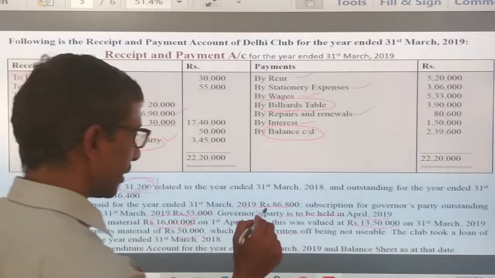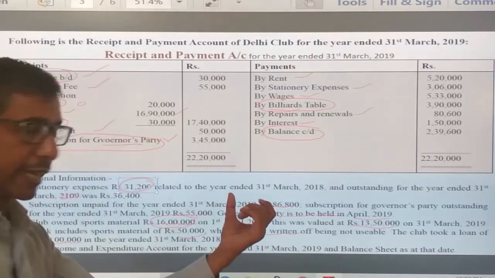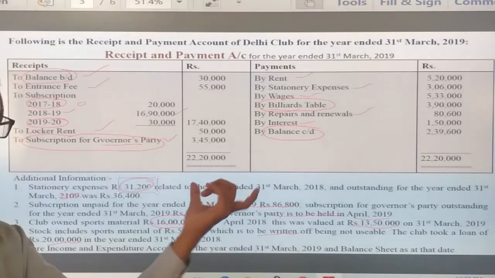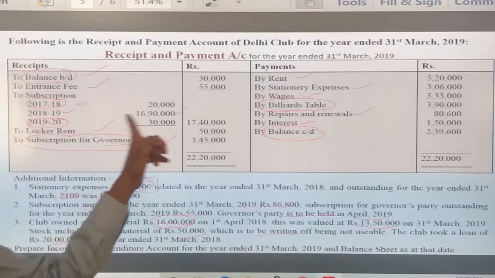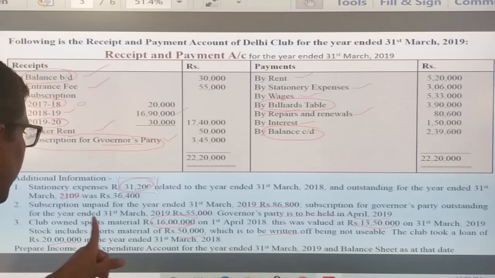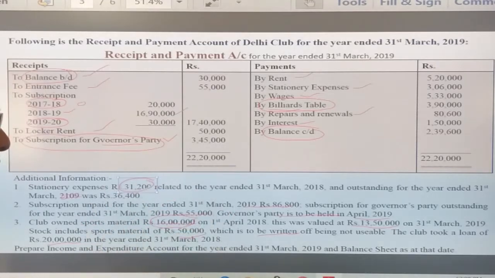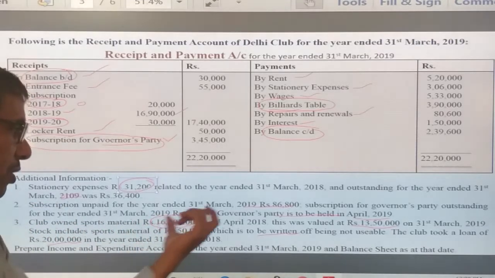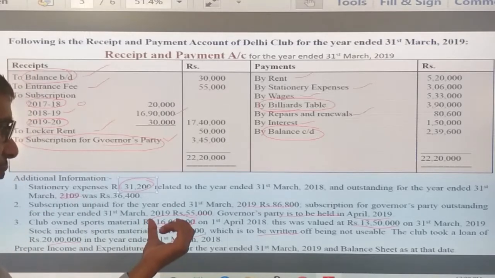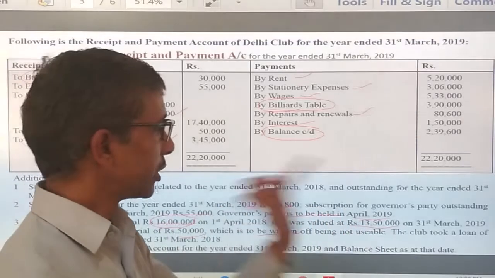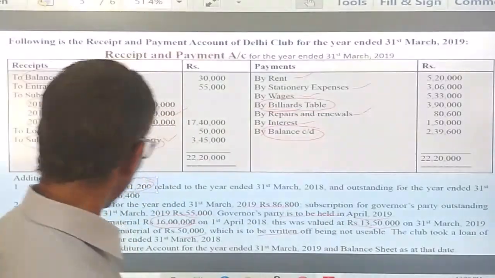Subscription unpaid at year end for the year ended 31st March 2019. This subscription is outstanding. So this we have to show in the closing balance sheet, as well as we have to add this in this amount, so that current year subscription will come. And subscription outstanding for the governors party is also given there, so that we have to show in balance sheet. And club sports material was this on 1st April 2018. So in opening balance sheet 16 lakh sports material we have to show. In closing balance sheet 13,50,000 we have to show.